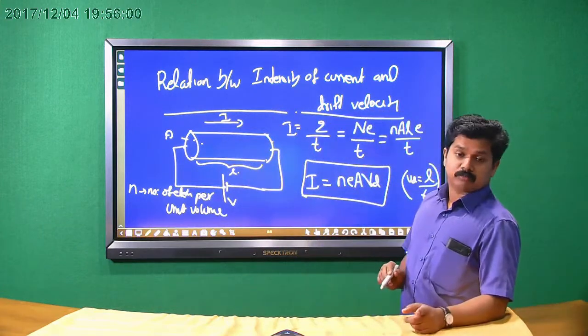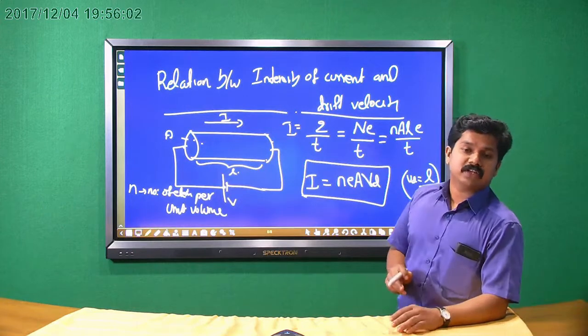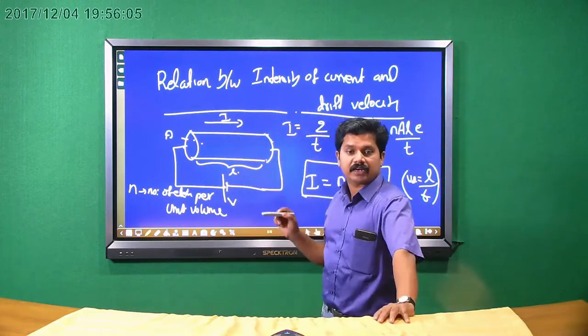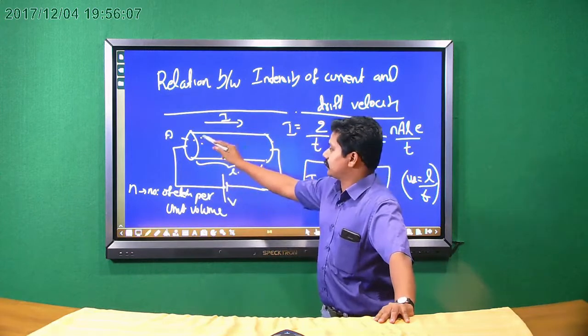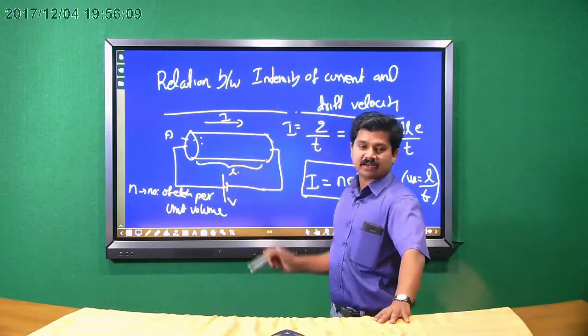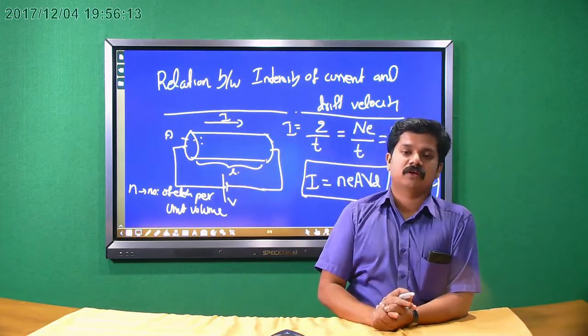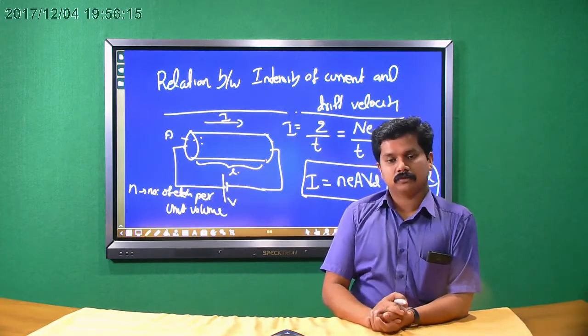So the electrons move in the opposite direction of the electric field, that is negative to positive. But the conventional current is from positive to negative, the opposite direction of the motion of the electron, or we can say the direction of the motion of the proton.